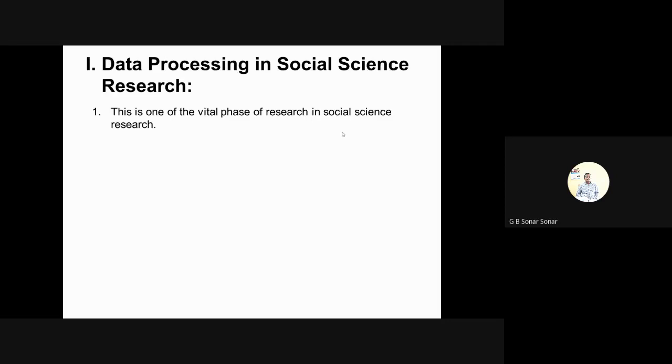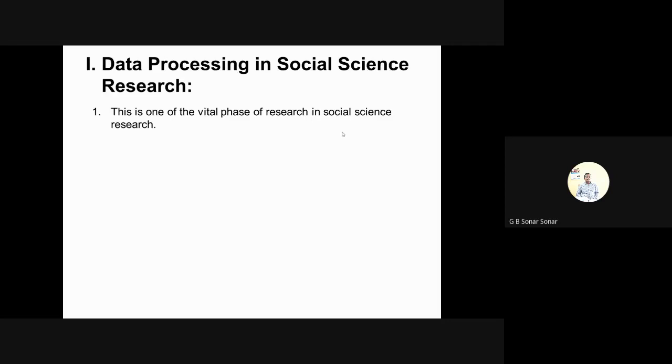So once the research gaps are identified, research objectives are framed. Based on the research objectives, research design is chosen, and then based on the objectives and research design, in order to collect the primary data, research tools are developed. So once the research tools are developed, after that we need to go to the field for collecting the primary data.